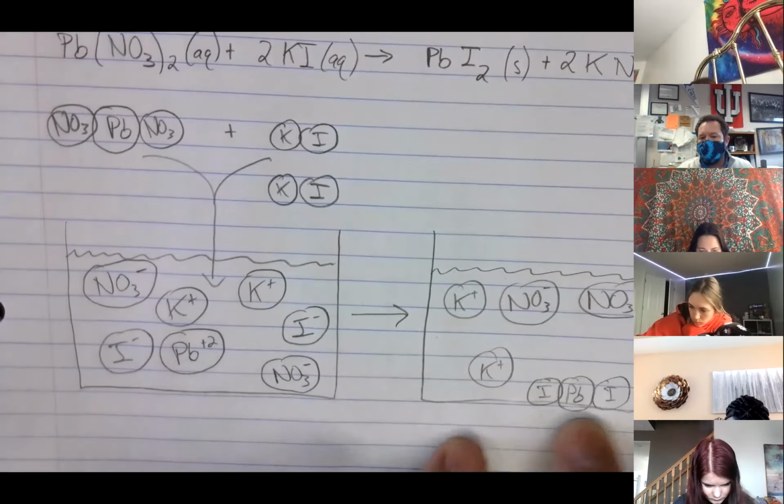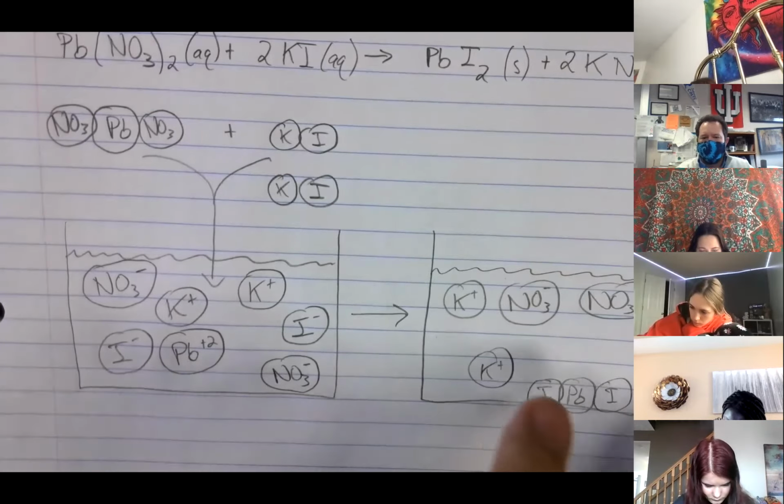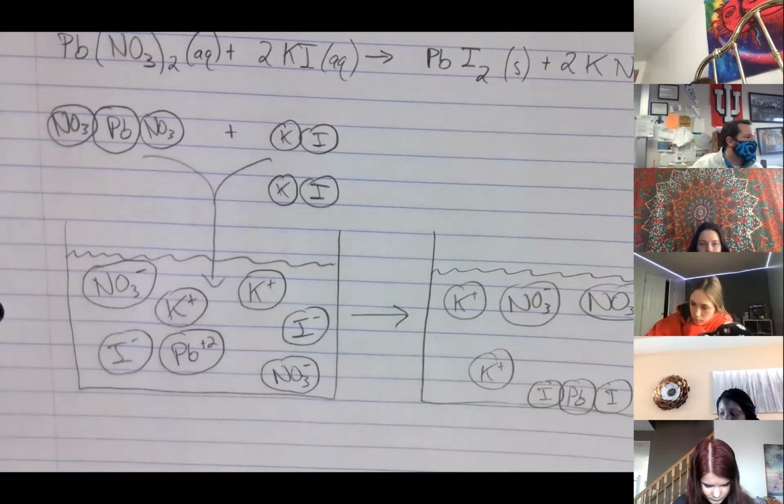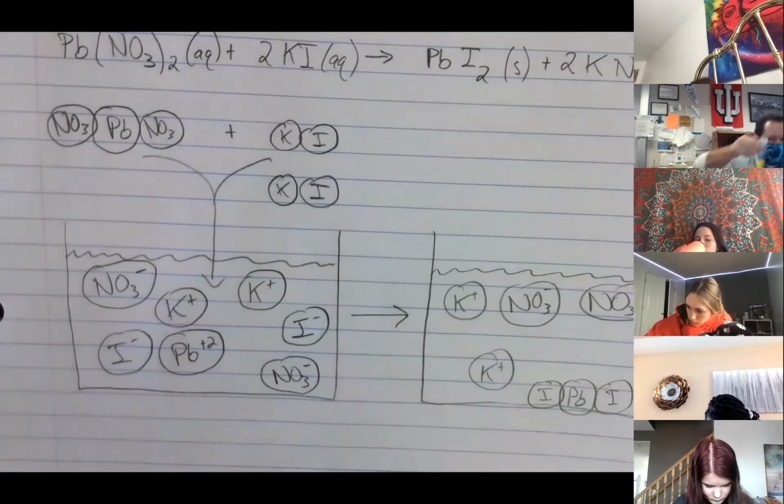Now I've got them down at the bottom. They're going to form up. They're going to form a solid. They're going to sink to the bottom. We're starting to see it a little bit. You know how, like, the reason why the whole thing is yellow?